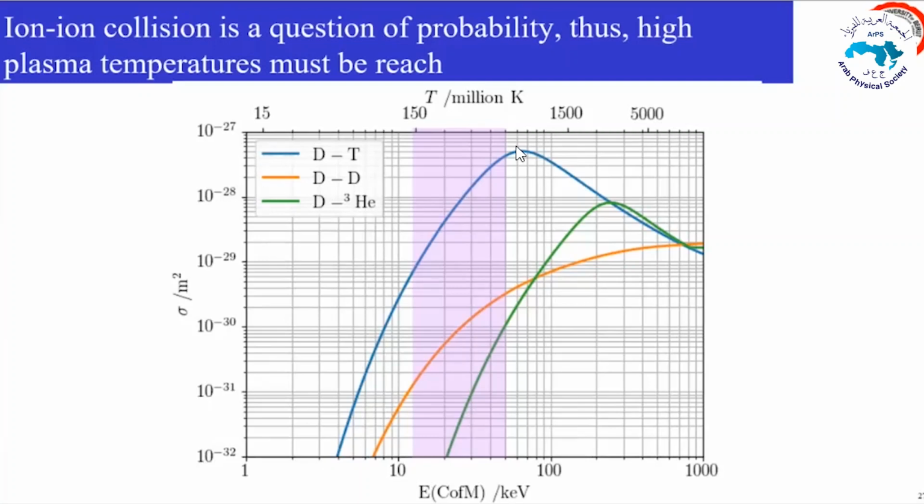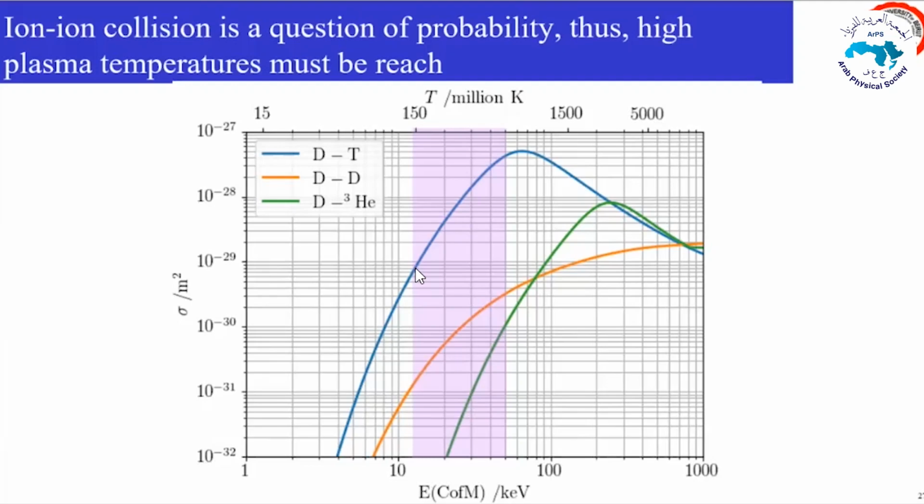Okay, and this is extremely important because, once again, you see the x and y axis. These are a log scale. So let's say if you go from here to here, that's a factor of about 50. So it is really extremely important to get to the right temperatures. So clearly, temperature is a major player in the fusion reaction.